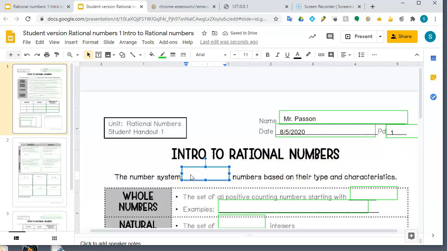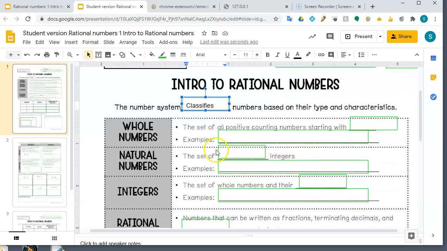All right. Now, we're talking about the number system. Okay. So when we're talking about the number system, we want to talk about, well, what's that mean? Well, the number system is a way that we classify numbers. So the number system classifies numbers based on their types and characteristics. So we're going to talk about different types of numbers. Now I'm going to skip down and we're actually going to start here with the natural numbers.